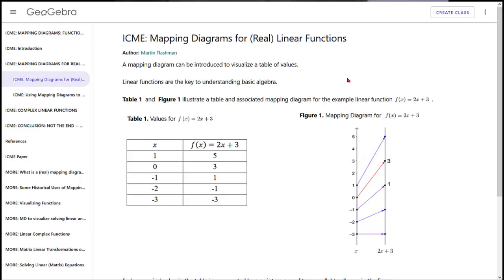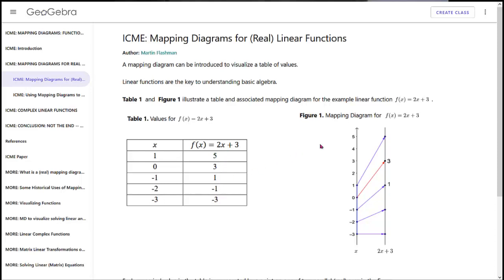A mapping diagram in the context of real functions can be introduced to visualize a table of values. And linear functions are a key to understanding a lot of basic algebra. So here I have a table on the left and a figure on the right for the function f of x equals 2x plus 3. In the table you see two columns. They could be done as rows, but I'm doing them as columns. The x's, the input values, go from 1 down to -3, and the related output values, the values of this function, are 5 down to -3.